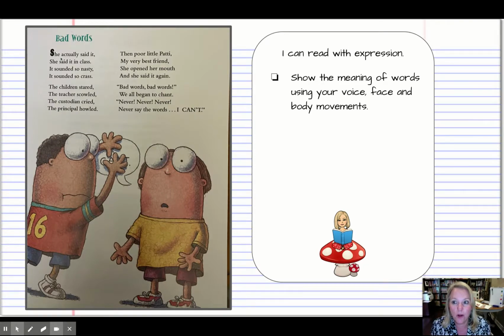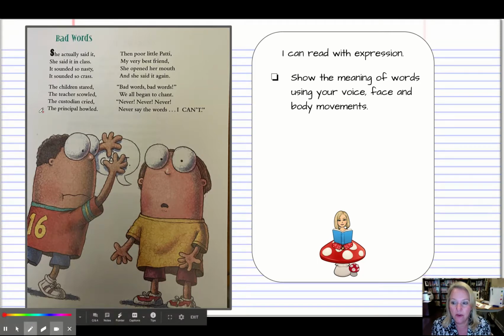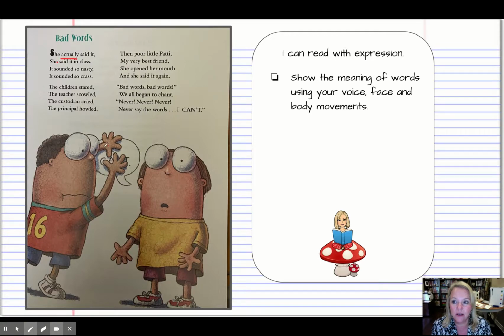For example, when I read the word, underline it for us. Actually, I said it actually. She actually said it. Like, can you believe it? That's what I'm trying to communicate there. Can you believe it? She said bad words. So I've practiced it so many times that that's what I want to show my listener: can you believe it? She said it in class.